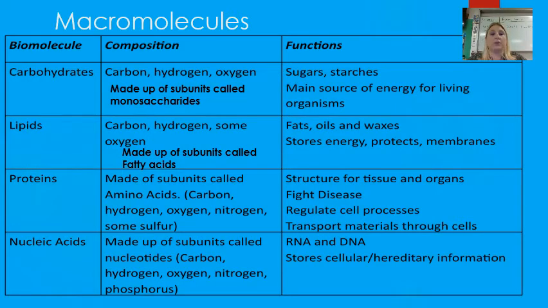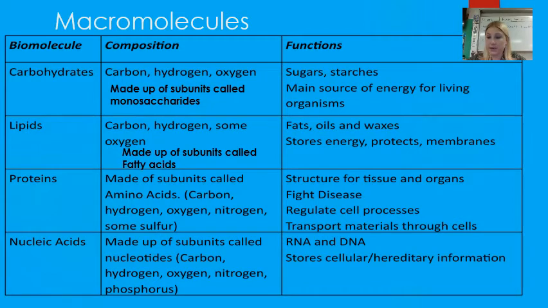Okay, next one are nucleic acids. Nucleic acids are made out of subunits called nucleotides. And if you remember correctly, nucleotides have 3 parts, right? A sugar, a phosphate, and a nitrogen base. We have carbon, hydrogen, oxygen, nitrogen, and phosphorus. Those are the chemicals that make up nucleic acids.